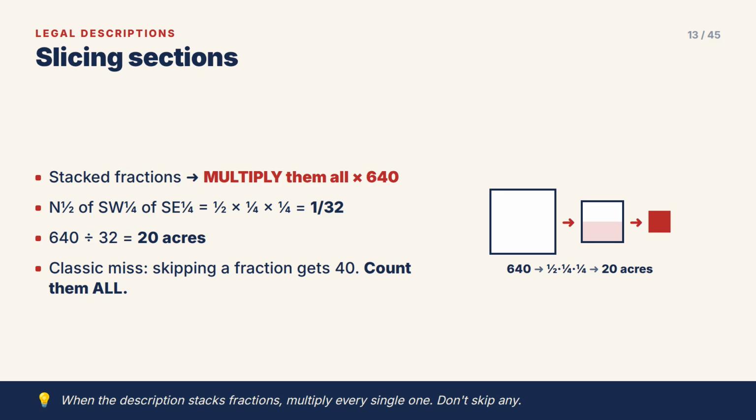When a legal description stacks fractions, like the north half of the southwest quarter of the southeast quarter, multiply every fraction against 640. Half times a quarter is 1/32. 640 divided by 32, 20 acres. The classic mistake is skipping one fraction and getting 40. Count the fractions, multiply them all.